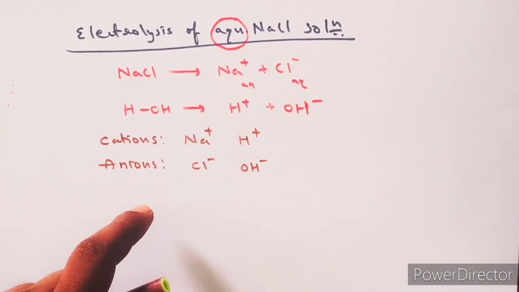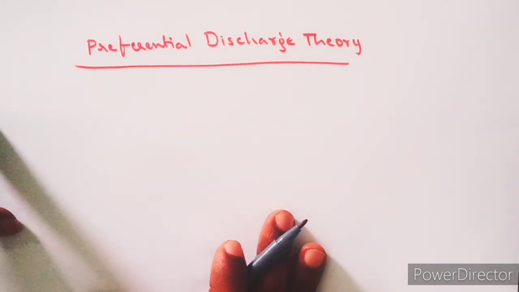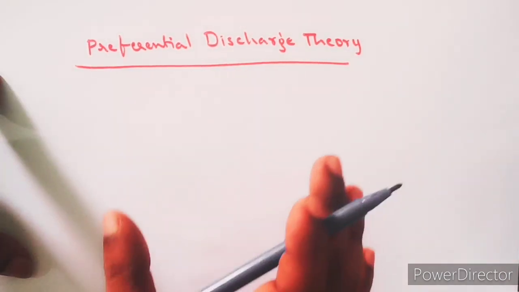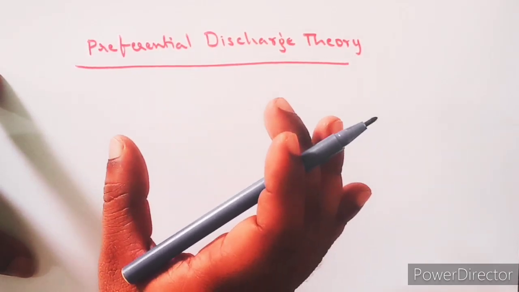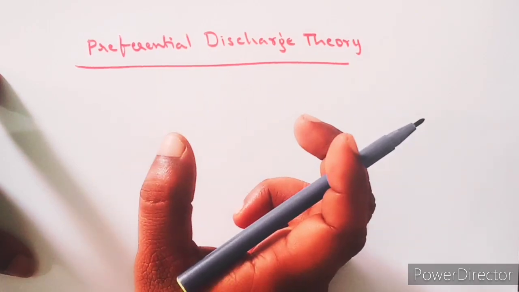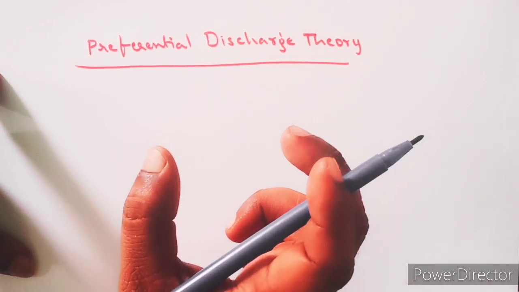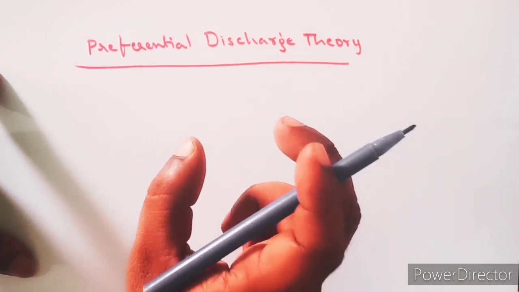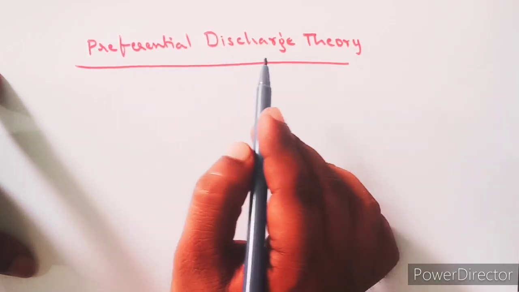Now, guys, let us discuss the preferential discharge theory. What does this theory explain? Generally, this theory explains that if more than one kind of cation or anion is present in an electrolytic solution, which ion can be discharged at the anode or cathode electrode. That is what is explained by the preferential discharge theory.